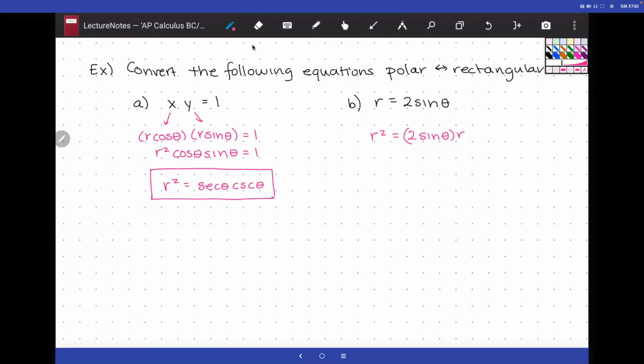R squared over 2 equals y. R squared over 2. Where are you getting the y from? Explain it to us. There we go. So that takes care of the right-hand side. That takes care of the theta. What am I going to do with r squared over 2?